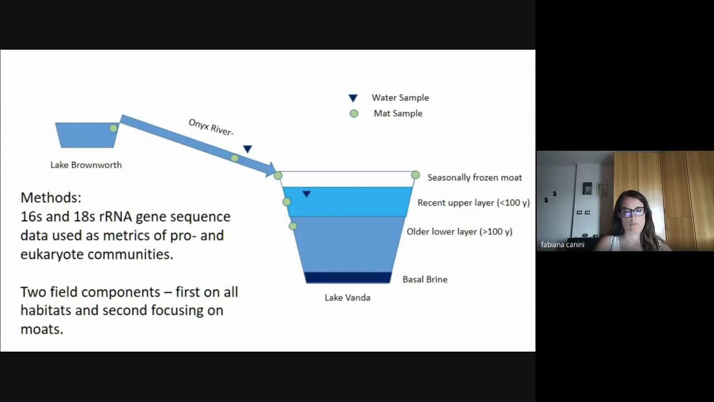It's quite a different environment to further deeper down into the lake, in these green dots further down, where it's under perennial ice cover, but it's also perennially liquid water. So we have a transition from soils through to moat systems, and then from moats through to these perennially wet systems as the lake level rises. We're going to focus on genetic taxonomic data in this presentation, looking at 16S and 18S RNA gene sequence data, and we're going to use those as metrics of prokaryotic and eukaryotic communities respectively.